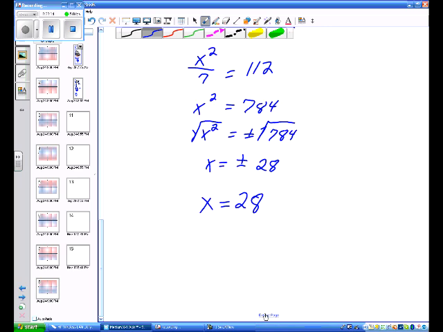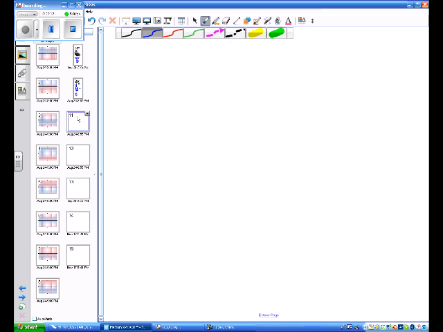Okay, let's look at this problem. We've got e to the 2x minus 2e to the x minus 3 equals 0. So we've got this nice little equation. Well, you might notice it kind of looks like a quadratic equation. So let's do that substitution technique that we've looked at, and let's let e to the x equal u.